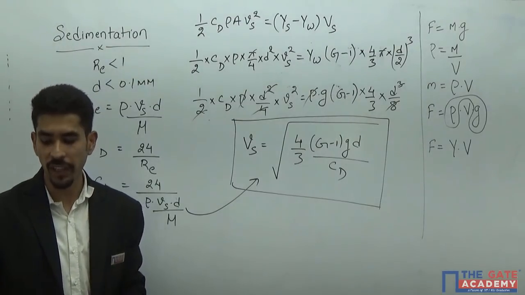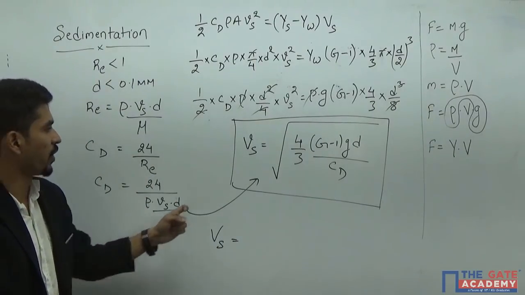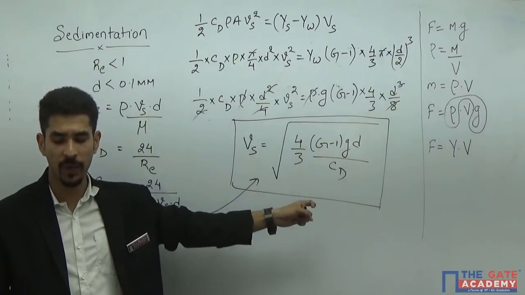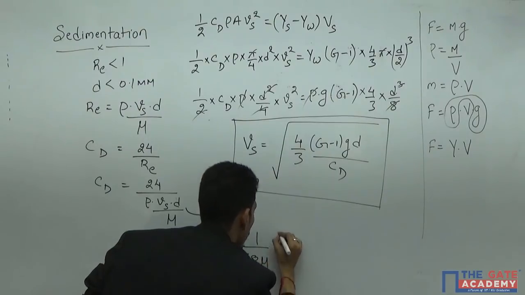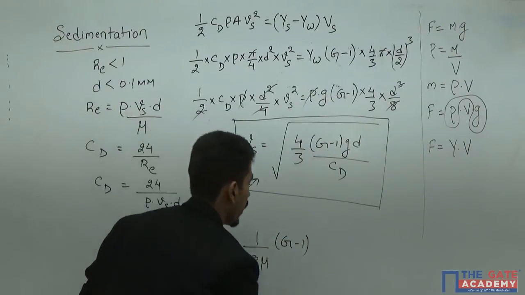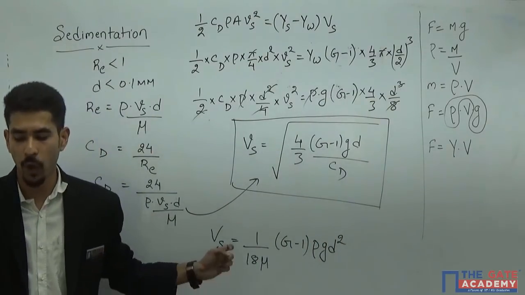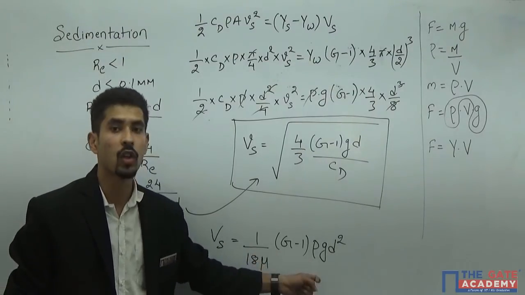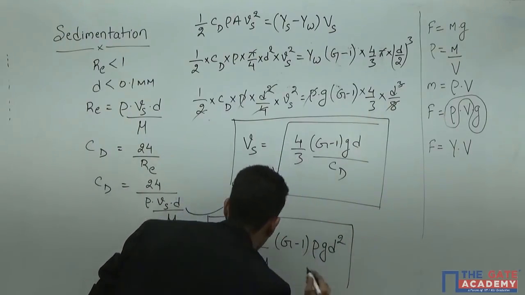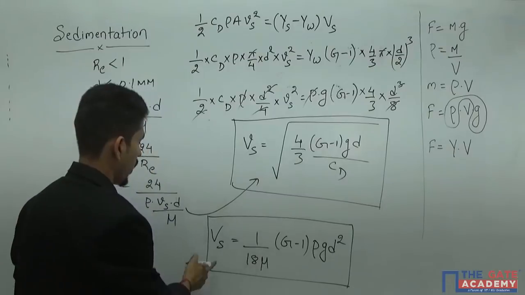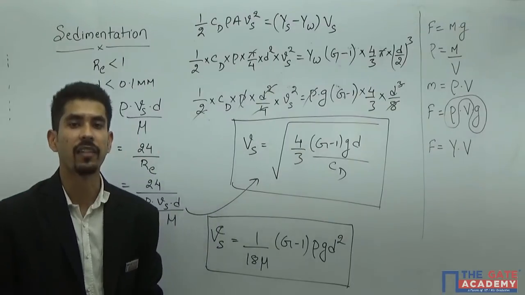When I substitute this here and solve it, I'll get an expression for Vs as 1 divided by 18 mu into (G minus 1) rho g d square. This is the final expression for settling velocity.